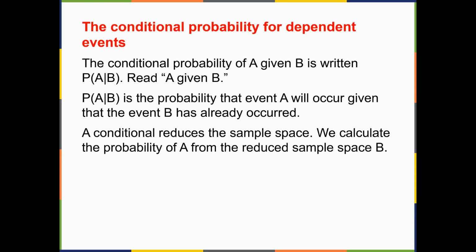All right, let's talk about dependent events. When we talk about dependent events, we need to talk about conditional probability, because when they're dependent, the probability of A is conditional upon the probability of B or vice versa. We write probability of A given B like that. That means we want to know the probability of A given that B has occurred, okay? A conditional, that bar, reduces the size of the sample space, all right? Because instead of anything occurring, we know that B must have occurred, okay? And we calculate the probability of A from the reduced sample space of B.